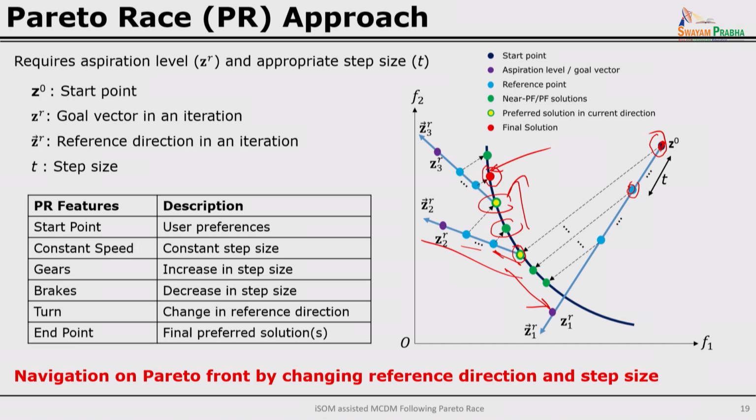So there are a few features in the Pareto race that I would like to introduce. One is, of course, the start point, which is here. The other is constant speed. That means the step size is constant every time; I am not changing it. The second one is the gear. Gear says the decision maker is increasing the step size. Brakes means they are decreasing the step size. Turn means they are changing the direction. And end point is the final solution. So all the analogy comes from driving a vehicle and the actions that a driver can put on the speed or the direction, and that is directly translated to the idea of the Pareto race.